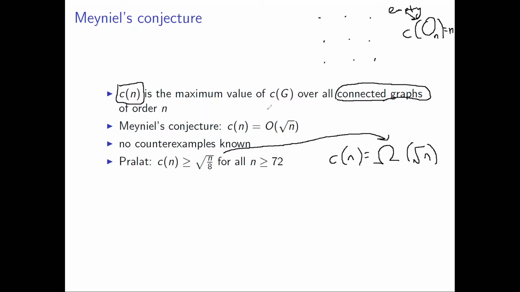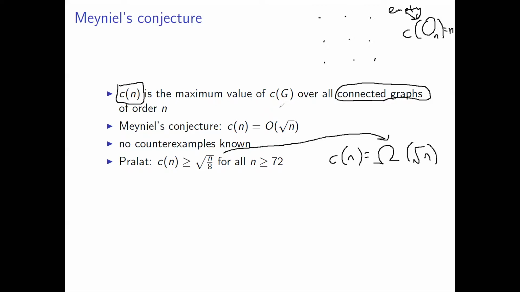So Meyniel's conjecture has a lot of evidence for why it makes sense that the cop number should be at least on the order of square root of n for some families of graphs. There are many families of connected graphs for which there are big omega of square root of n bounds.